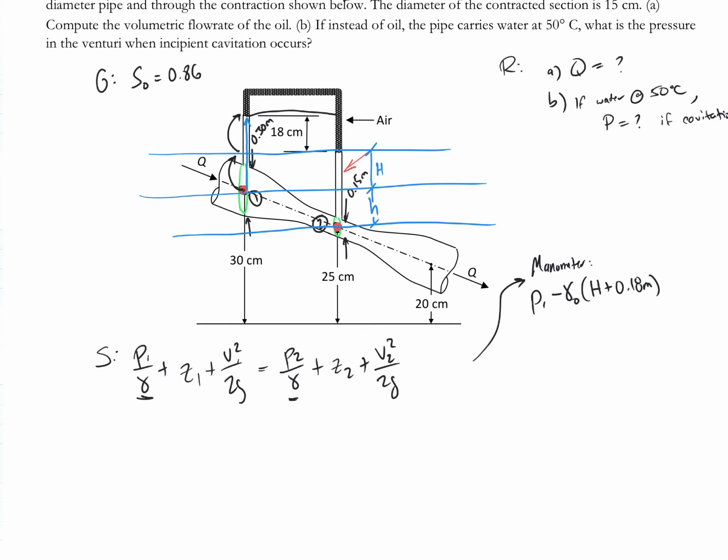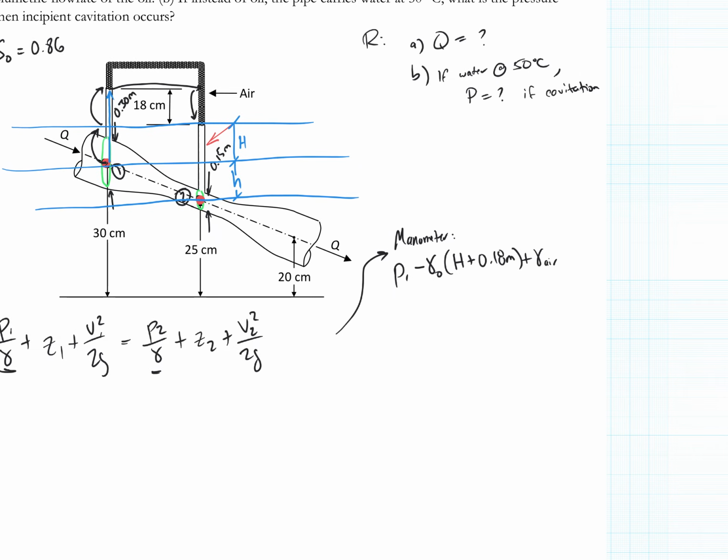Okay, I'm going to jump across here. That doesn't matter because I haven't changed fluids and I'm at the same level. And then I'm going to go down. So I'll add gamma air times that 18 centimeters, times that 0.18 meters.